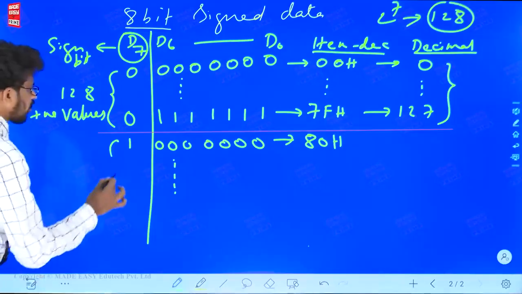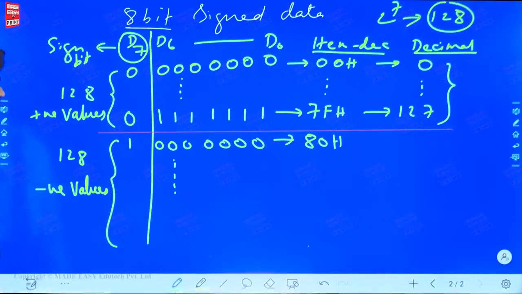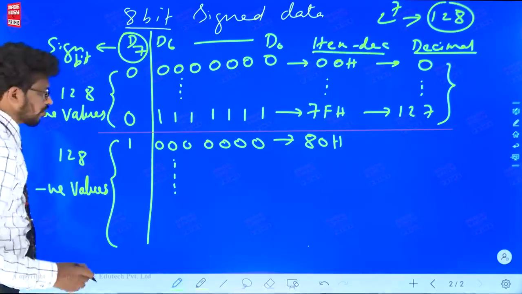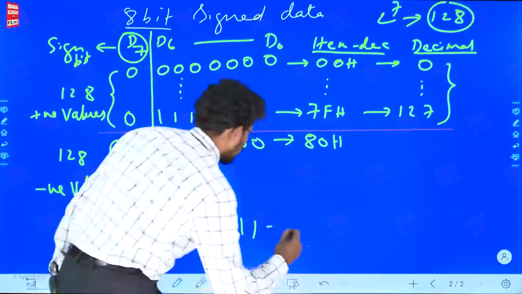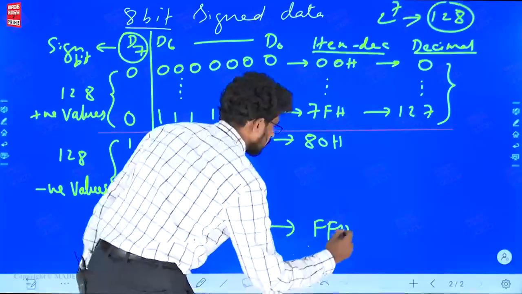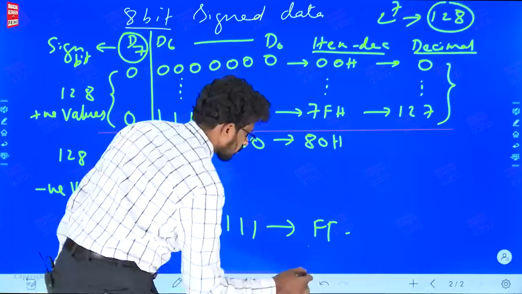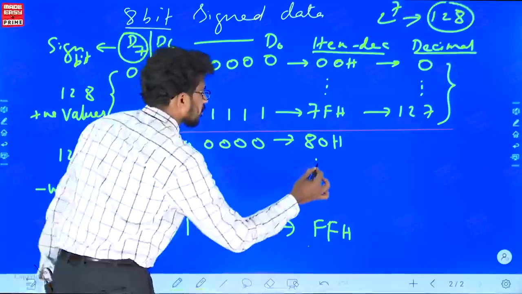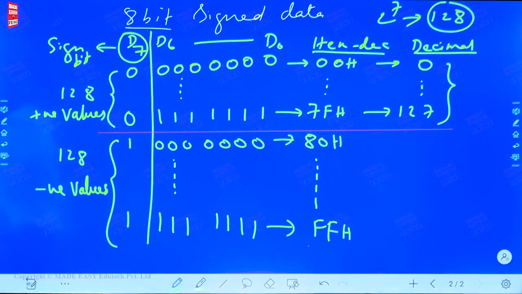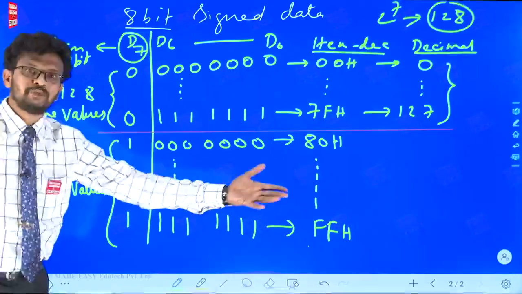So on, etc. If you go, these all should be 128 negative values as per signed representation. So the maximum value is 1111 1111. So this value in hexadecimal should be FFH. Now observe carefully. It is FFH. Right. Now look at this. This is the 2's complement method of representation. Tell me, these all values are negative values of some positive value x.